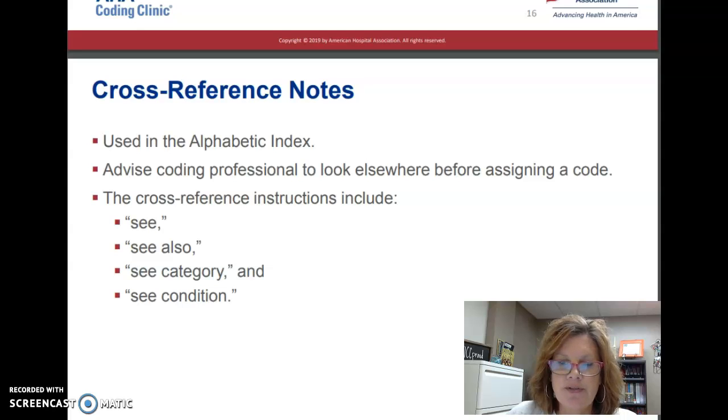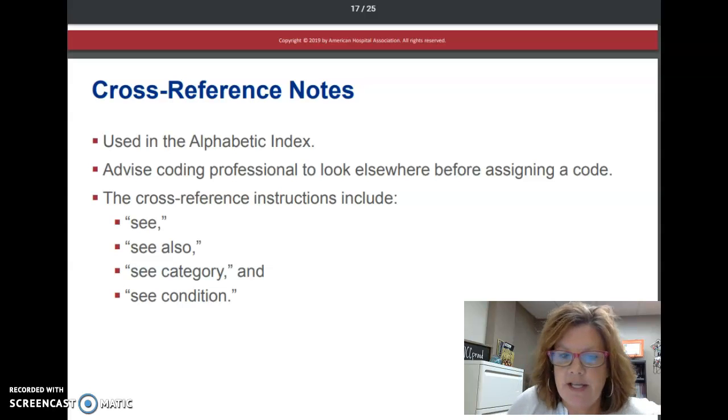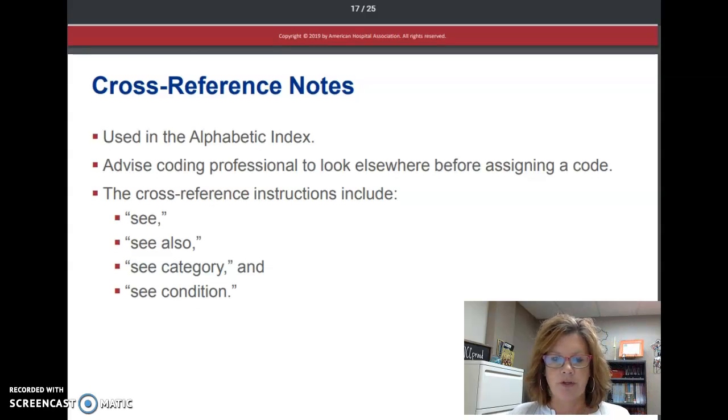Cross-reference notes are used in the alpha index, the first part of the book, and it's just telling you to look elsewhere before assigning the code. A lot of times you go ahead and look up a code, and it's not going to take you where you need to be. It's going to say see also, go here, see condition. So it's going to take you around the book, you know, to do some looking.